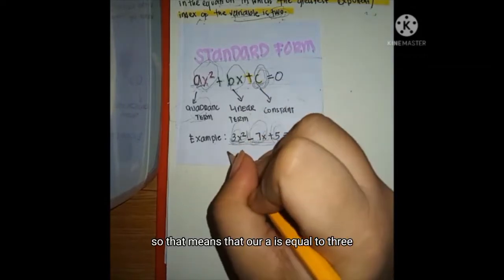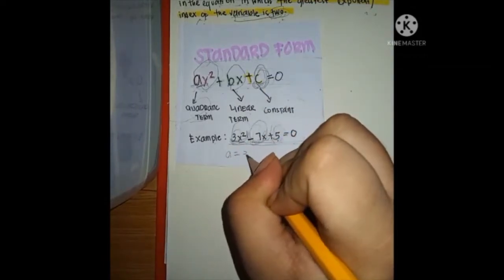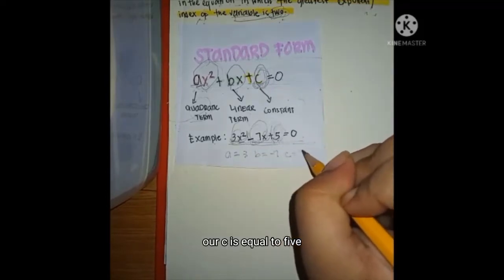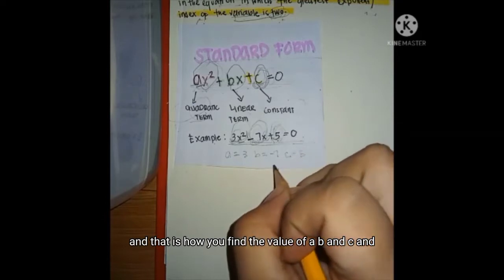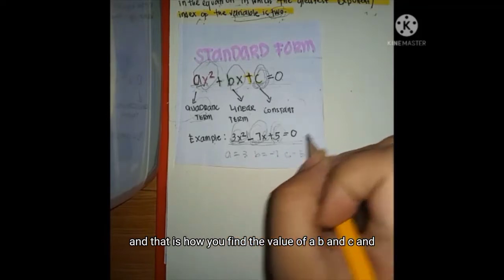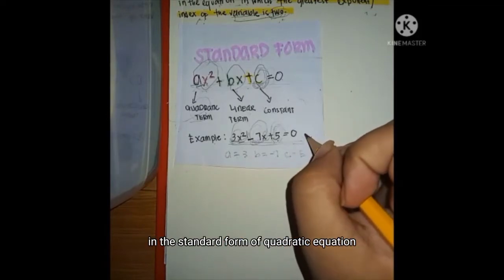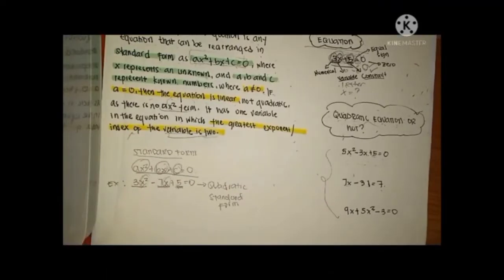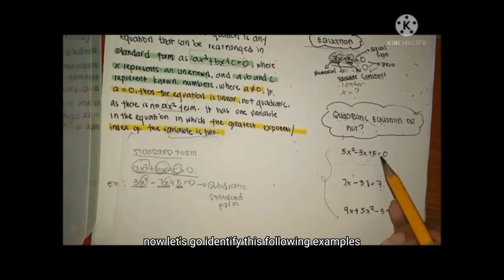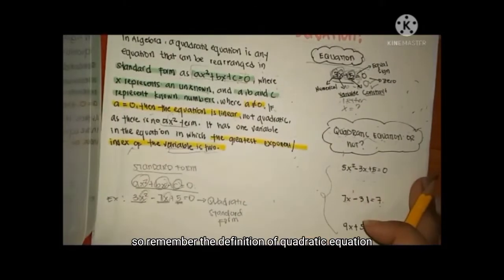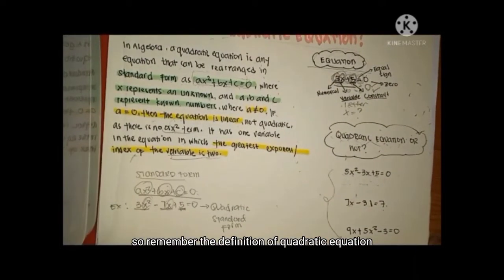So that means that our a is equal to 3, our b is equal to negative 7, our c is equal to 5. And that is how you find the value of a, b, and c in the standard form of quadratic equation. Now let's identify whether the following examples are quadratic equations or not.